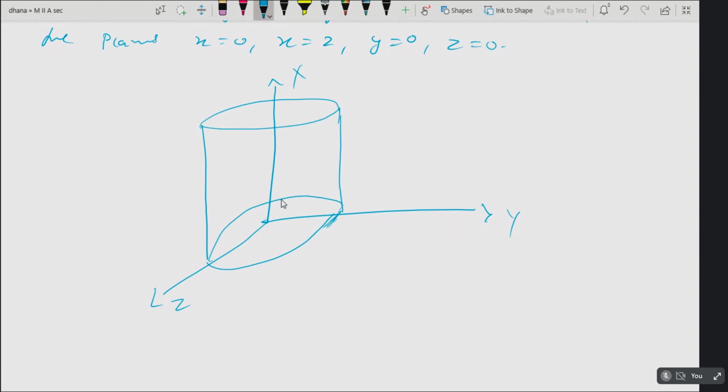And what is that? So x is equal to 0 means here in the zy plane x is 0. You have y is equal to 0. Y is equal to 0 means it is which plane? The zx plane. Here y will be equal to 0. Z is equal to 0 means in the xy plane z is equal to 0. What else you have? This thing x is equal to 2. So this one x is equal to 2 is some line.